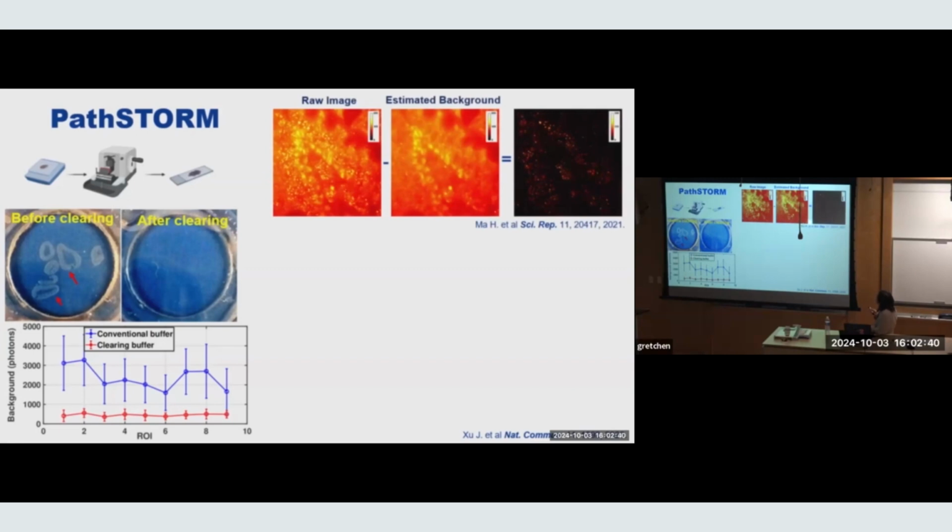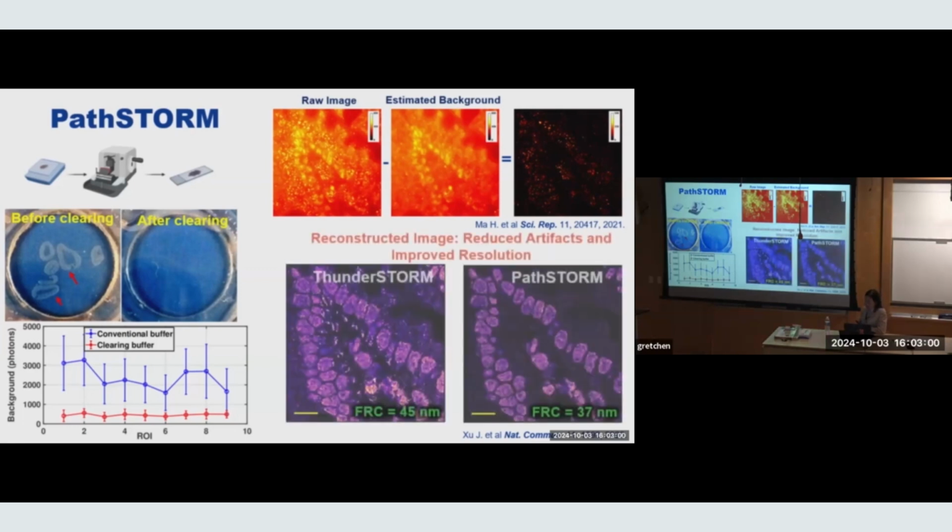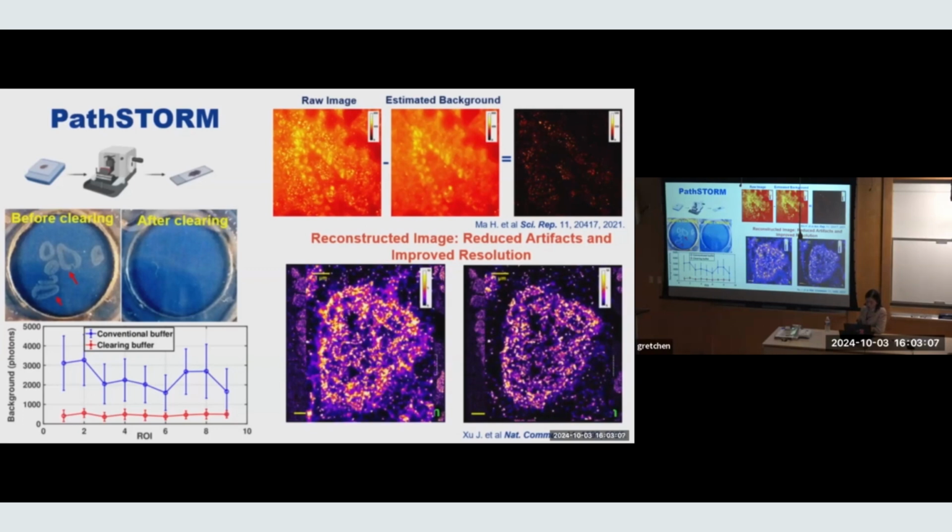So we had to use, because this is a temporal sequence, we can estimate the background, which is relatively stable across time, versus the blinking molecules, so they have temporal variation. So we use that property to estimate the background and remove it from the original raw data. And after this step, we get a much better improved resolution as well as reduced image artifact. So that's a critical step for us to get reproducible data.